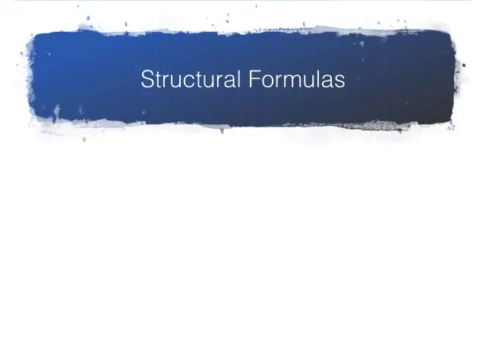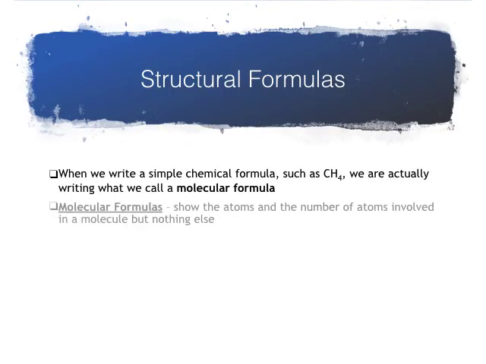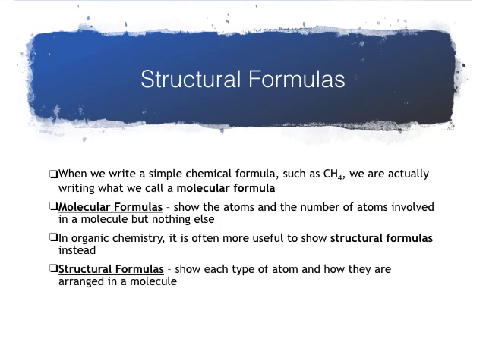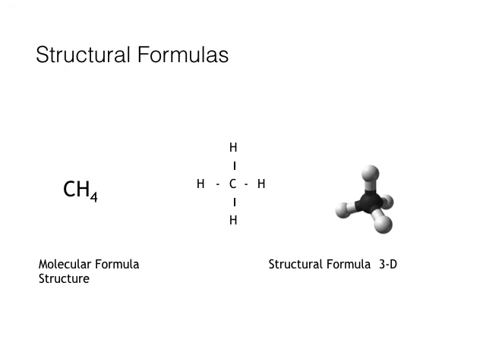For the structural formulas, when we write a simple chemical formula such as CH4, we are actually writing what we call a molecular formula. A molecular formula shows the atoms and number of atoms involved in a molecule, but nothing else. In organic chemistry, it is more useful to show structural formulas instead. A structural formula shows each type of atom and how they are arranged in a molecule. So we have here the comparison of a molecular formula, a structural formula, and a 3D structure. But we will be learning this in the laboratory.